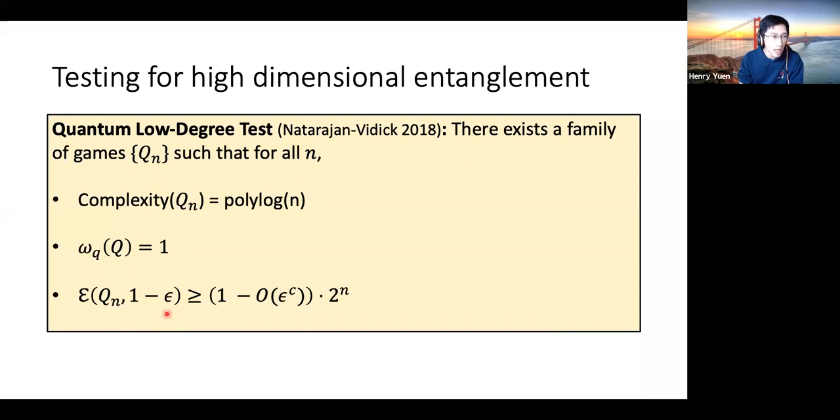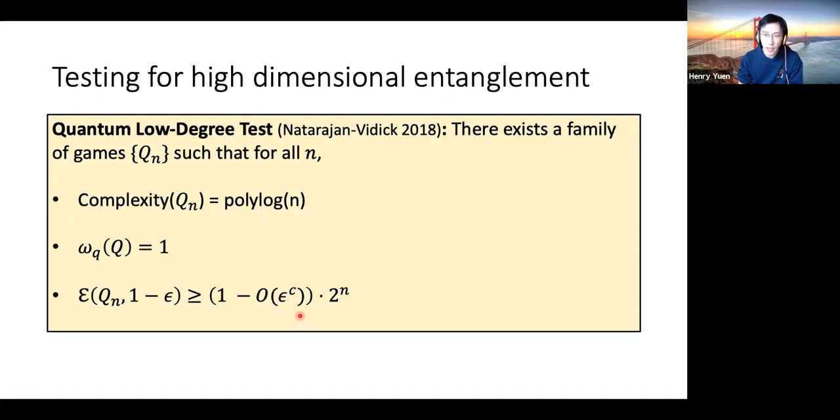And also the entanglement lower bound, to win with probability at least 1 minus epsilon, you need at least essentially 2 to the n dimensional entanglement. There's some loss depending on epsilon, but importantly, the loss does not depend on n. It only depends on epsilon. And this C is some constant. Okay. So this quantum low degree test is really a workhorse for this compression theorem that I described earlier.